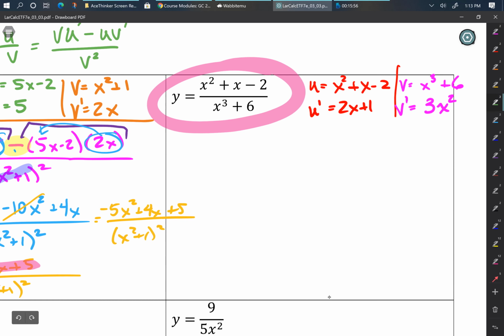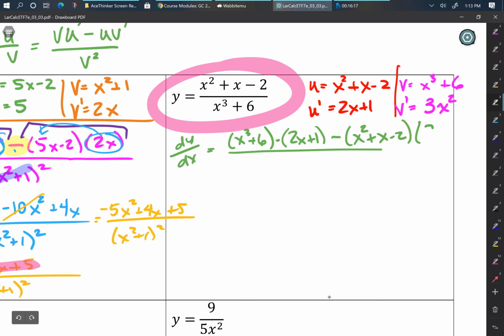Okay? And then my derivative, dy/dx, is going to be the denominator, x cubed plus 6, times the derivative of the numerator, 2x plus 1, minus the numerator, x squared plus x minus 2, multiplied by the derivative of the denominator, 3x squared, all divided by the original denominator squared. Okay? And this kind of gives you an idea of how ugly these things can get rather quickly.